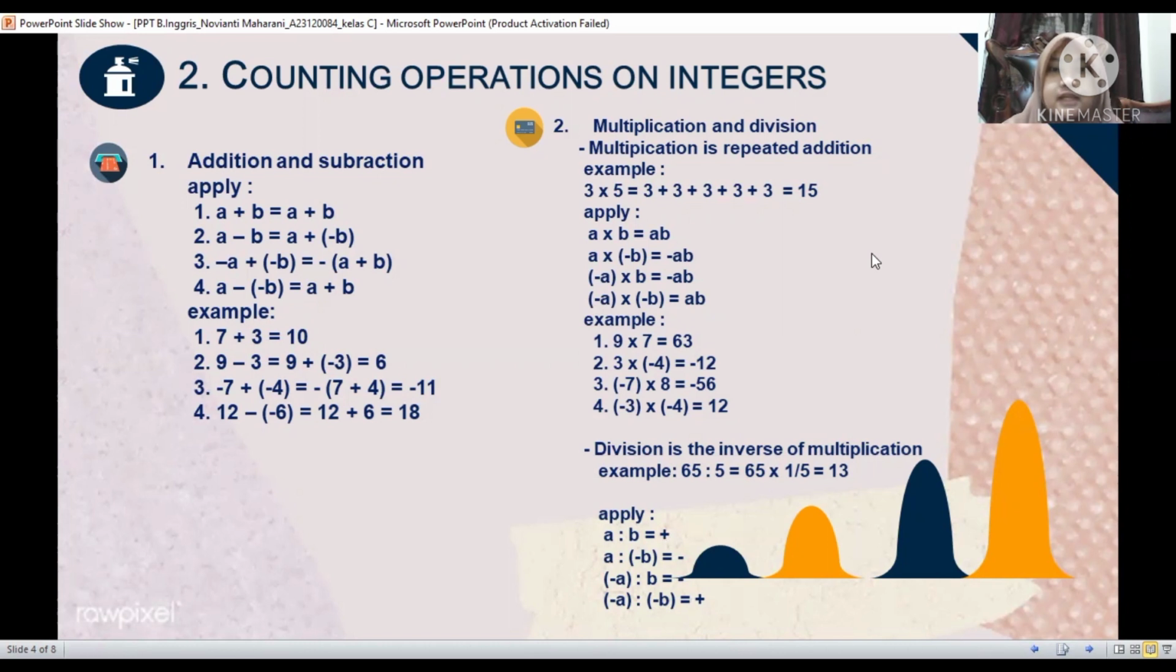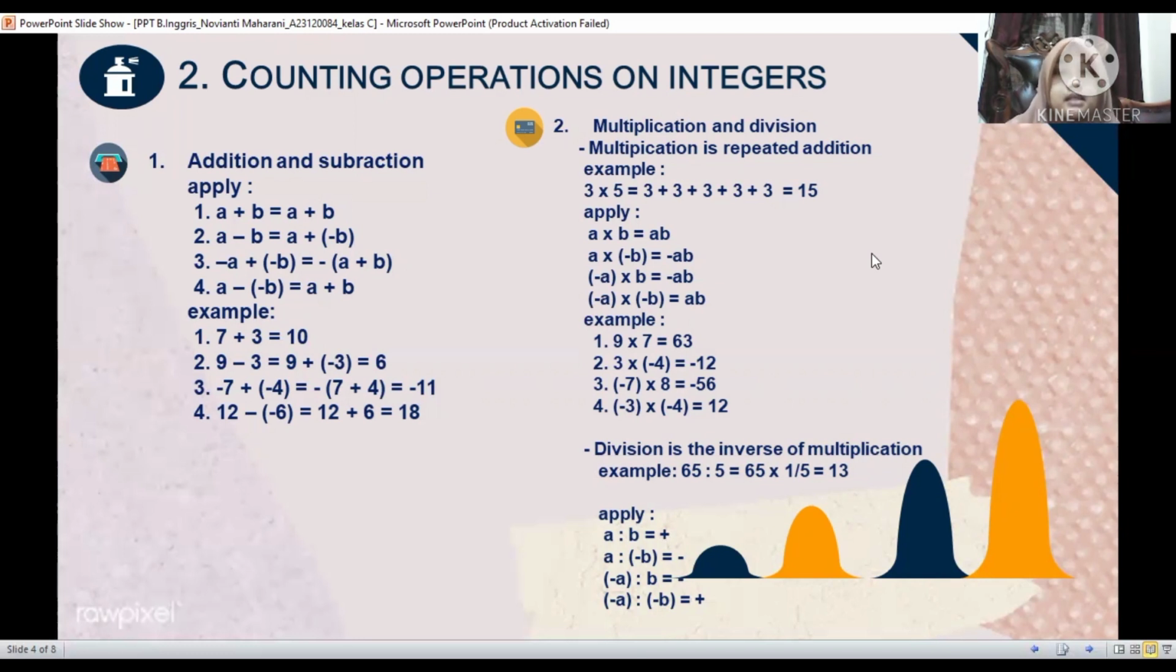2. Multiplication and division. Multiplication is repeated addition. Example: 3 times 5 is 3 plus 3 plus 3 plus 3 plus 3 is 15. Generally, A times B equals AB. A times negative B equals negative AB. Negative A times B equals negative AB. Negative A times negative B equals AB.